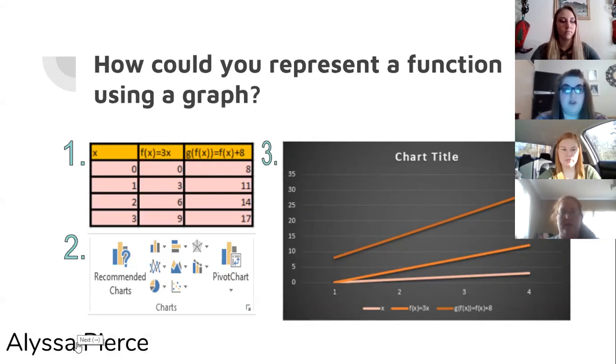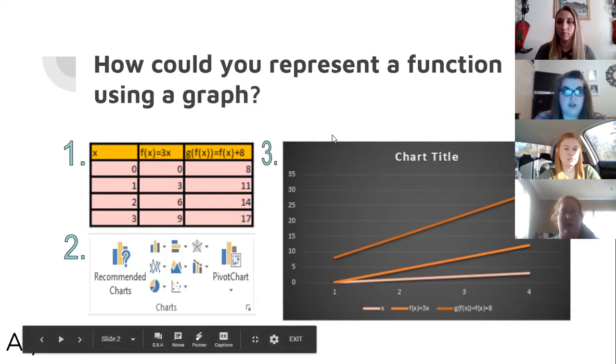Once we've filled out this chart on Excel, the cool thing is, this is step number 2, you go to insert, and then you can insert a line chart. Once you've done that, you see that it is finally graphed. So our graph is completed once you get that done.